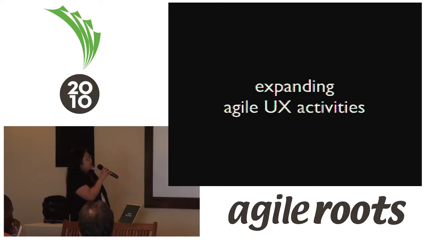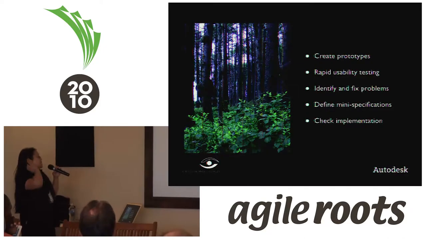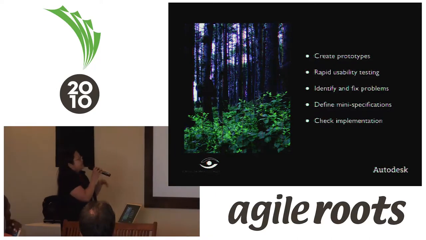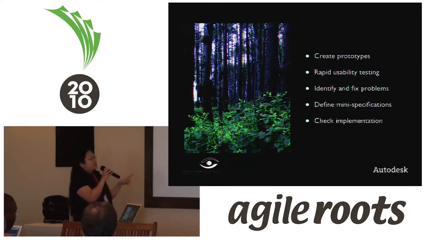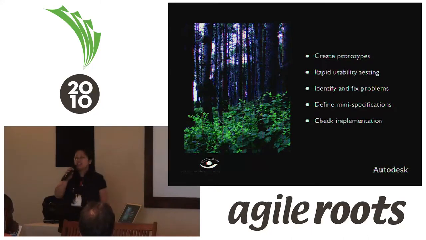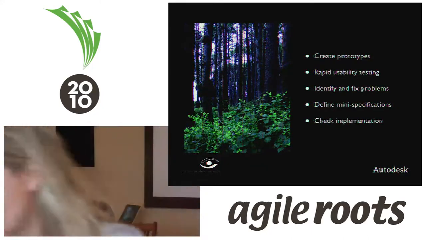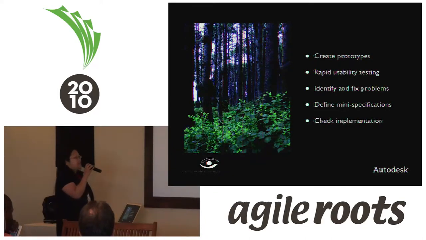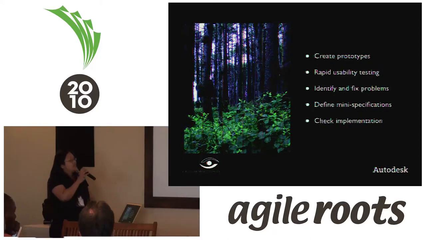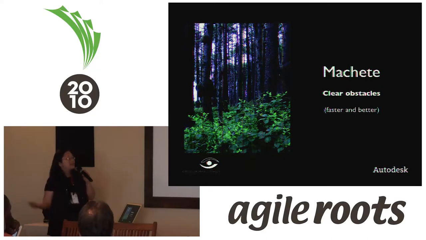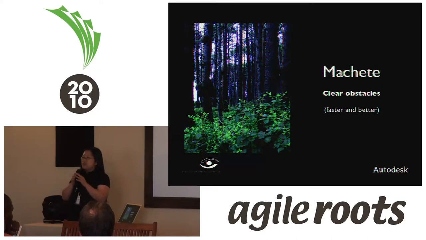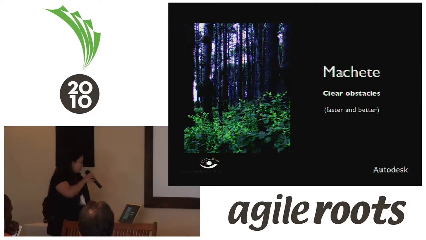So I'm going to make a call for expanding what we do as Agile user experience people. And traditionally, these are the kinds of things we do. If we're thinking about the whole team trying to cut a path through a forest, say, the kinds of things that user experience people do, we create prototypes, we do this rapid usability testing, we identify and fix problems as they're going on, we define these mini specifications and check them. These are all things I think of as things that help the team clear obstacles so that you can cut that path a little bit faster or better.